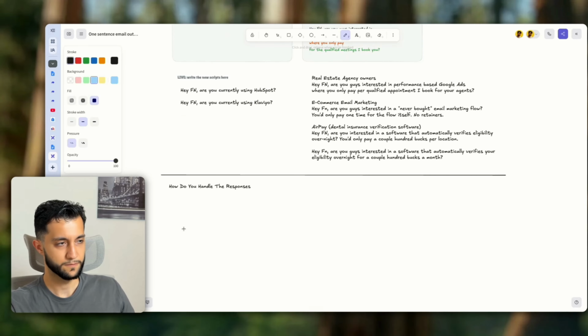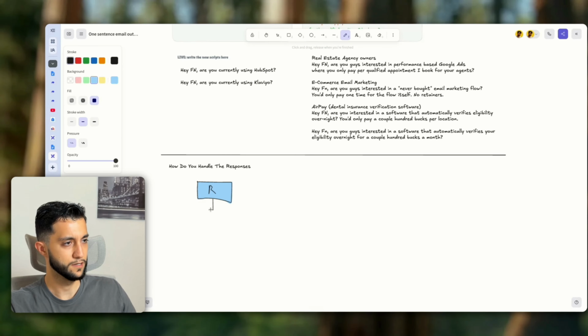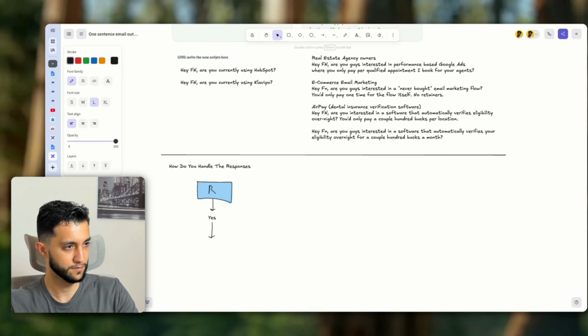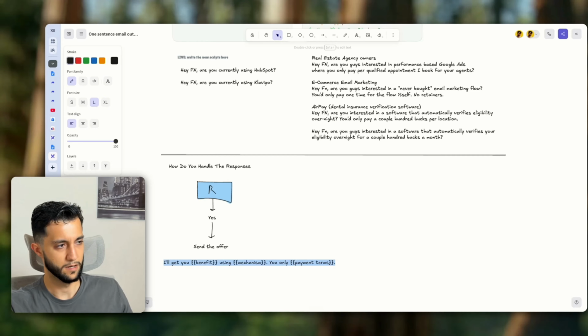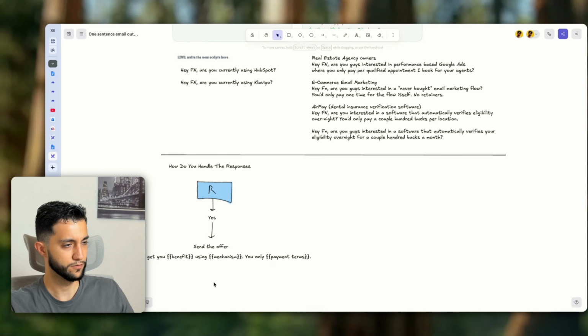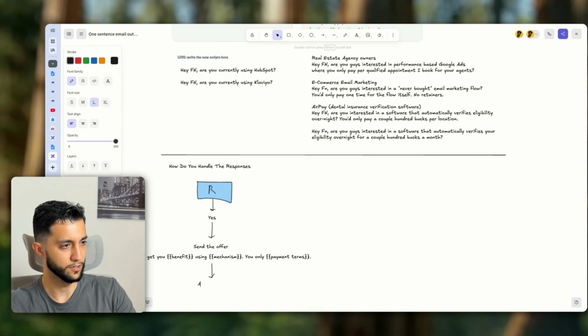So, in this case, let me actually draw this, right? You would be sitting here, you get, oh, this is awesome, you get a response, right? And the response would say, yes. This will lead you to sending the offer. And the offer might look something like this. Send the offer, boom. I'll get you benefit using mechanism. You only pay payment terms. Yeah, that could be the offer. So you send the offer over, done. And after that, you ask for a meeting, if interested, right?